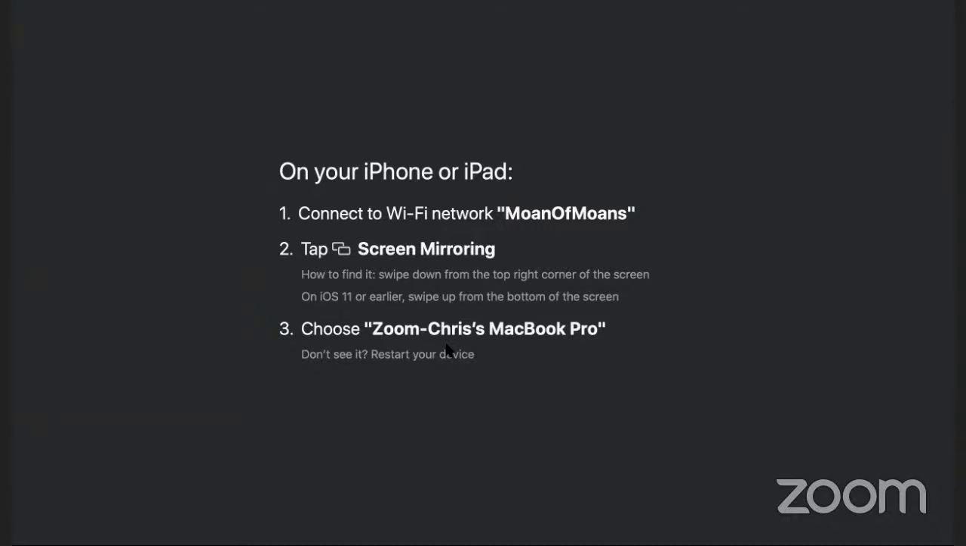Did I just lose the screen? I just lost the screen. One second. I don't know why I lost the screen. Maybe because of power. One second, folks.